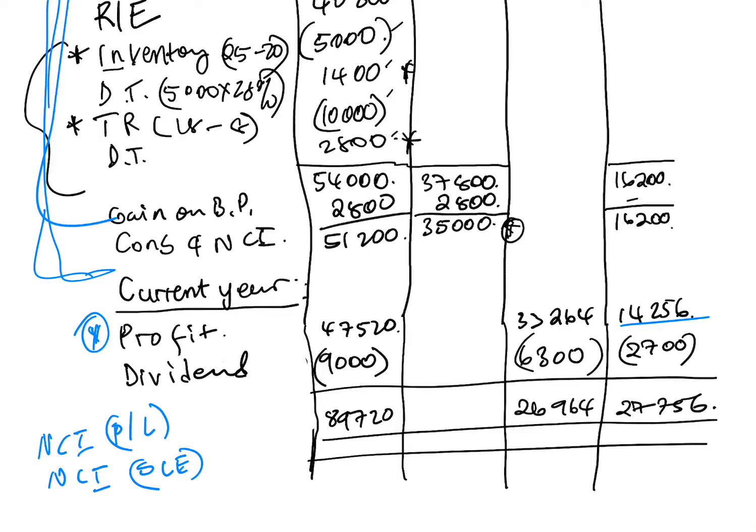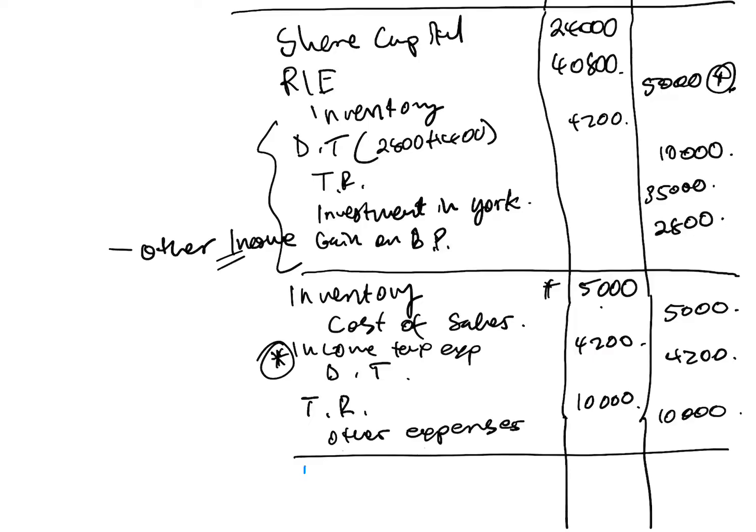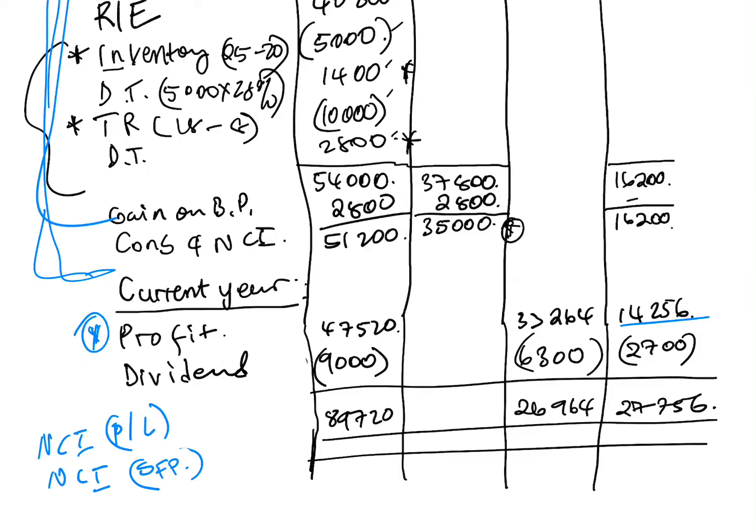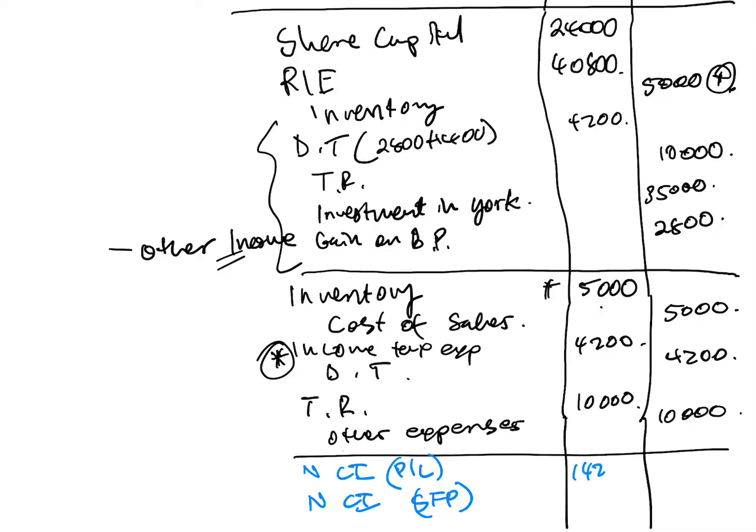So it is the statement of profit or loss, and credit your NCI in the statement of changes in equity, or you can easily say it is the NCI in the statement of financial position. So I'm going to come there and say NCI, P&L, and SFP. How much is the value? It is 14,256. So 14,256, 14,256. Right.